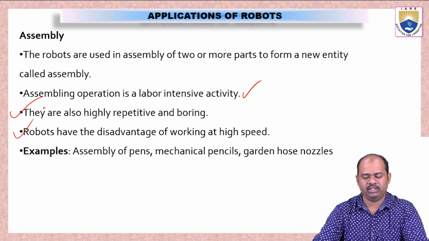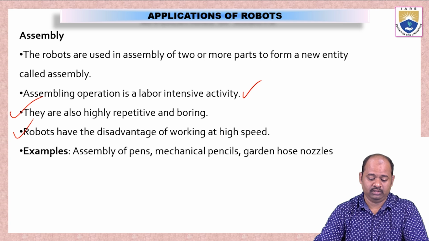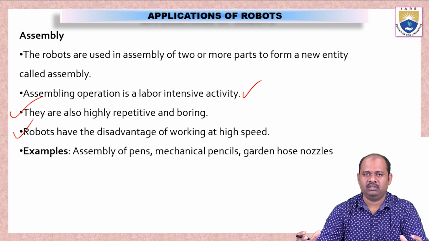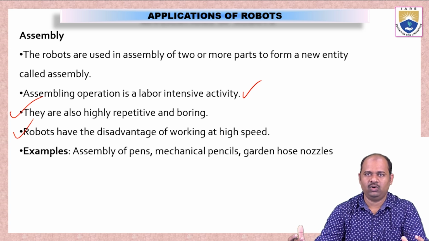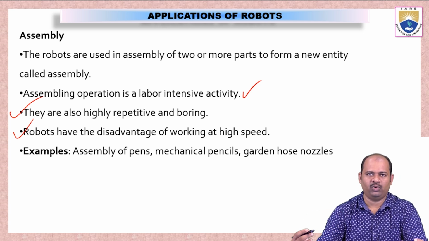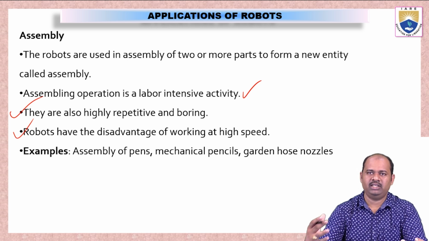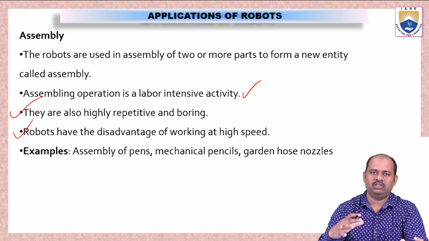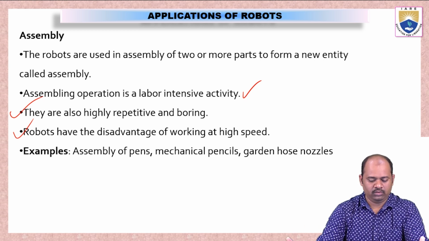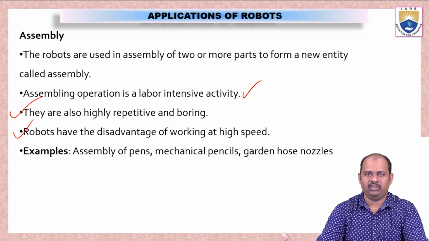The robots have the disadvantage of working at high speed. One disadvantage of using robots for a particular application like assembling machine parts is that robots generally work at high speed, so we have to slow down the process. We have to modify the programming of the robot in such a manner that it works at a slower level than its normal operational speed.